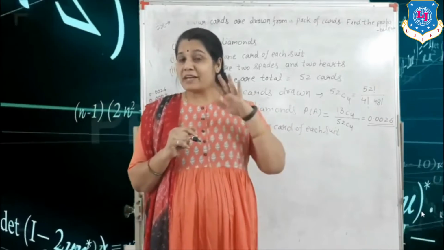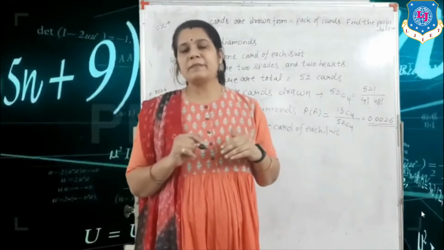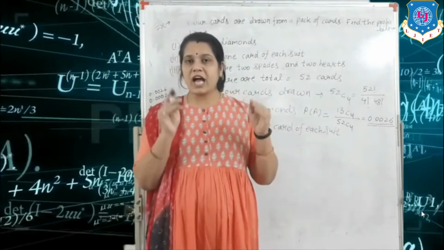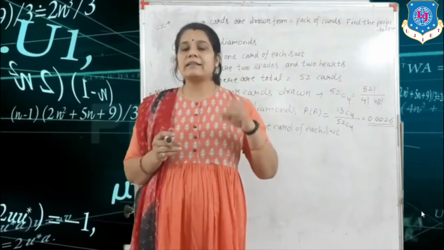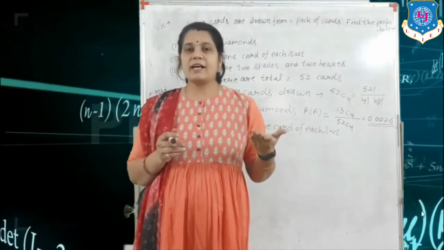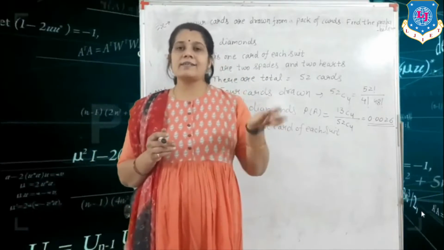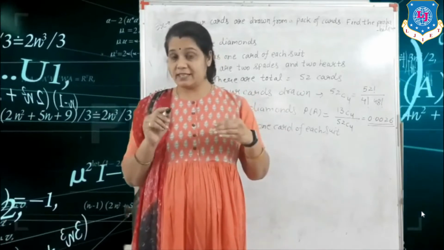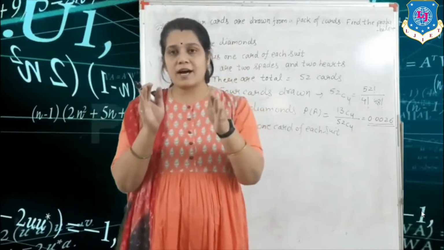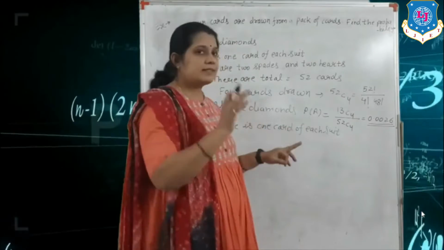Why do we write the multiplication sign here? Because we have a total of 4 cards. For example, if we select only one card, it is spades or hearts or diamonds or clubs, so we write the plus sign. But here we have a total of 4 cards and all cards are of each suit.